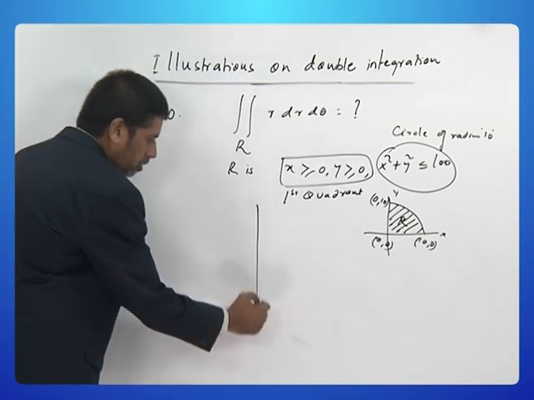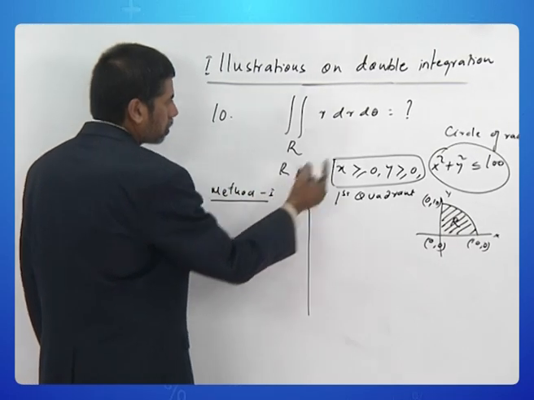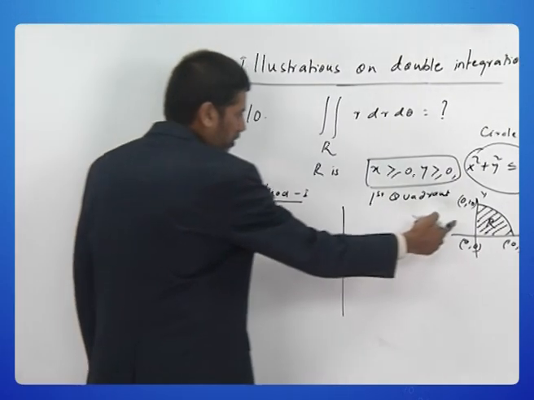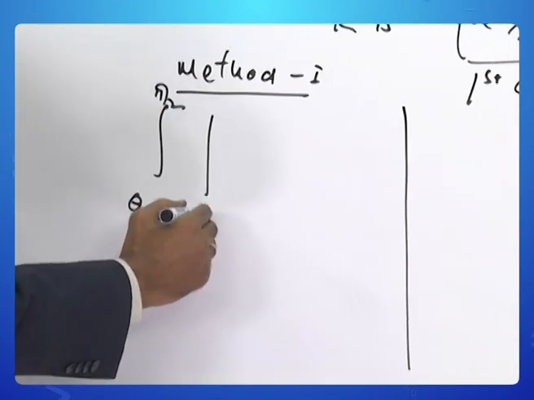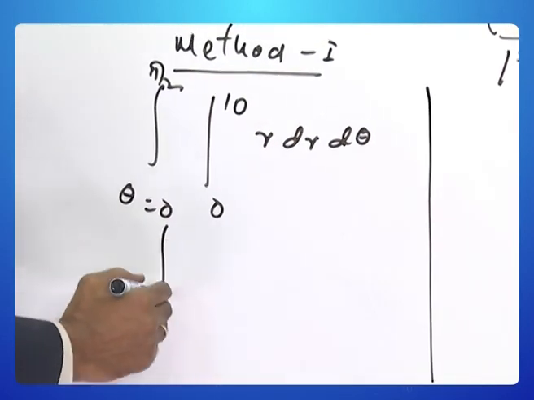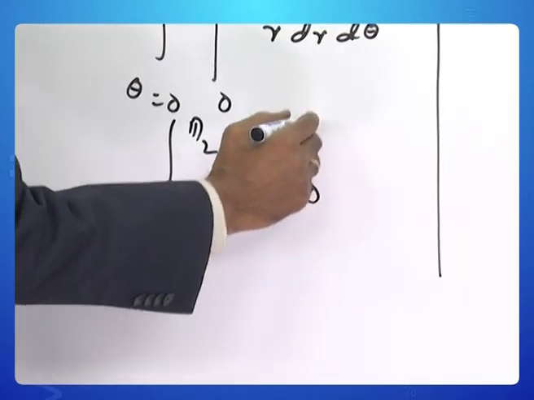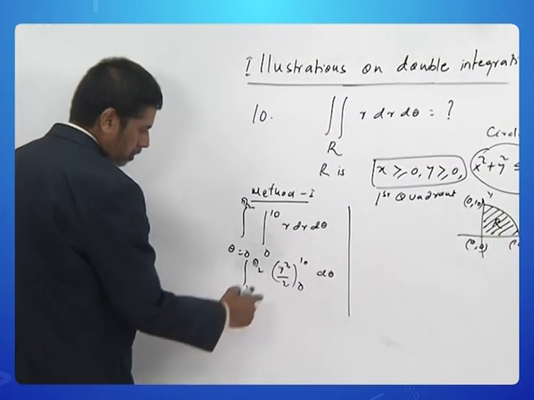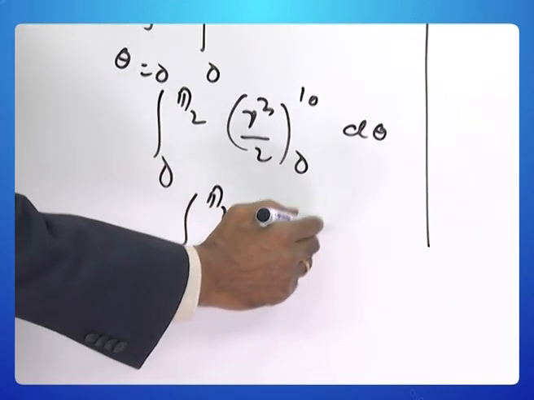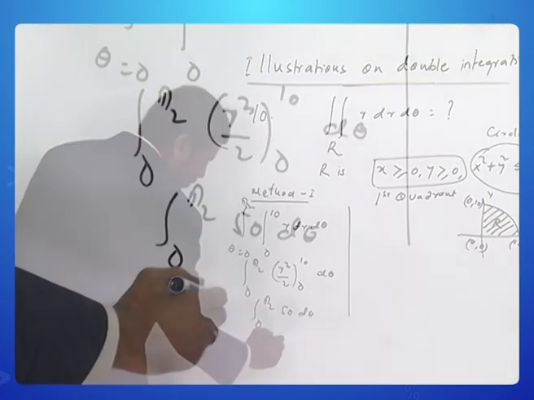Now method 1, this is already in polar. Theta varies from 0 to pi by 2 because we are in the first quadrant. Then 0 to 10 r dr d theta. So 0 to pi by 2 r square by 2, 0 to 10 d theta. So this is 100 by 2, 50. So 0 to pi by 2, 50 d theta. So this becomes 50 theta, where theta is pi by 2. So we'll get 25 pi.